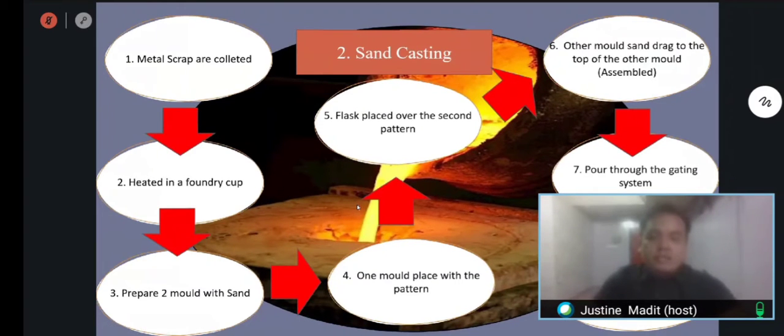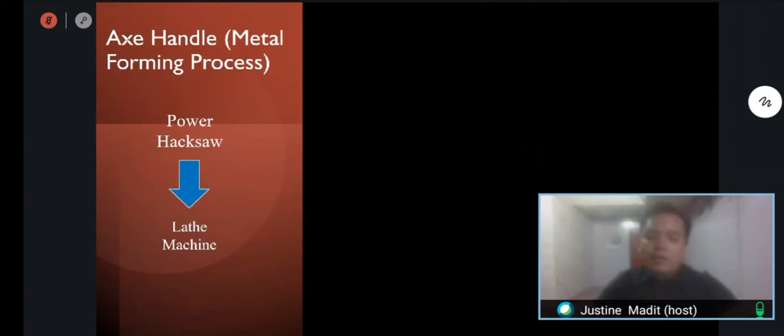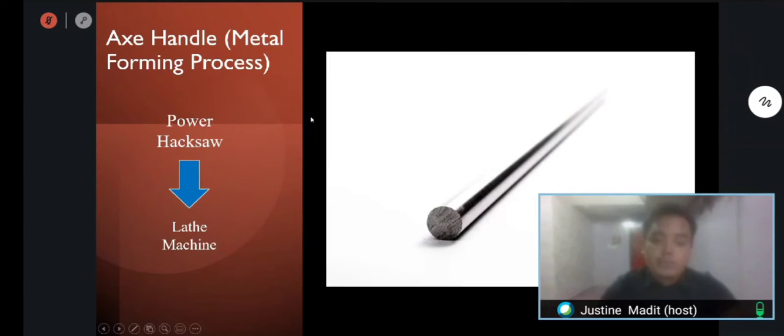And next, like we know, an axe will require two parts. That is the axe head itself, and the handle for you to hold before you swing it. For the handle, we take a stainless steel rod. You will cut the stainless steel rod using a saw. Power hacksaw, I will explain what a power hacksaw is later.